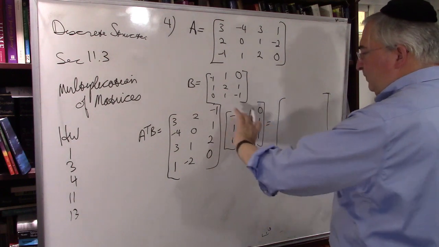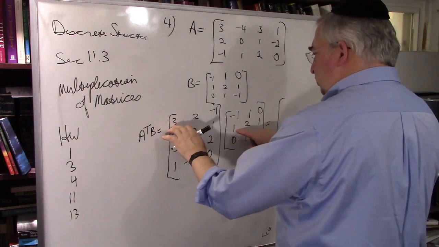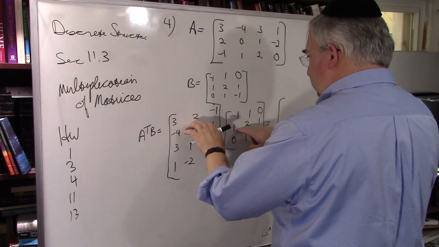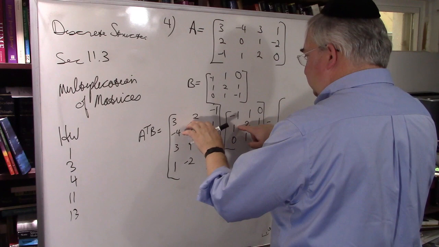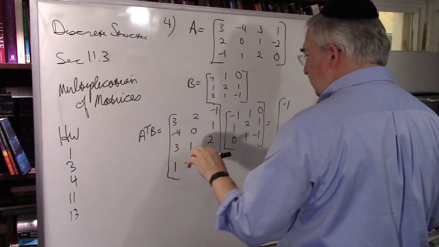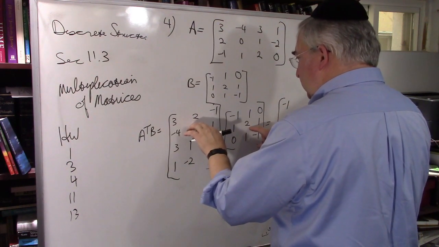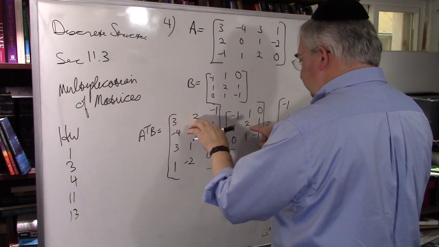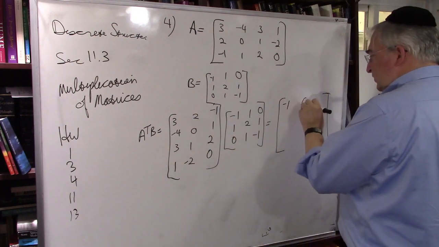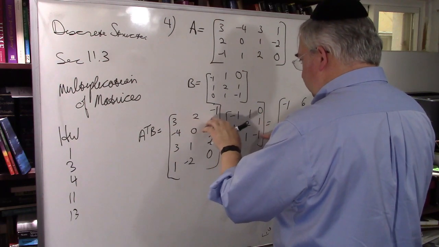Okay, let's do it. Pain in the neck. Minus 3 plus 2. Minus 3 plus 2 is minus 1. 3 plus 2, so this is 3 plus 4 plus 3 plus, that's a 6. 2 plus 1 is 3.